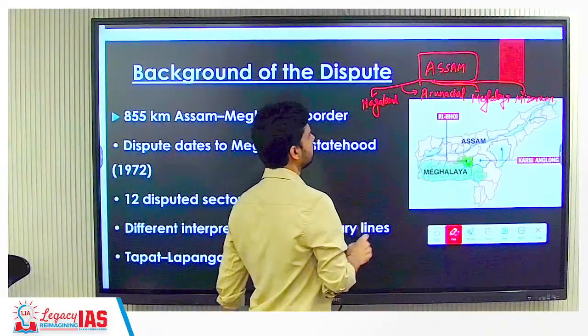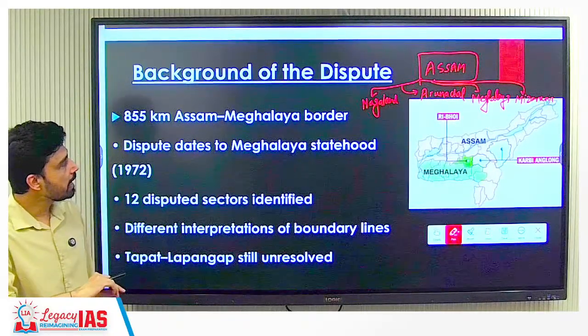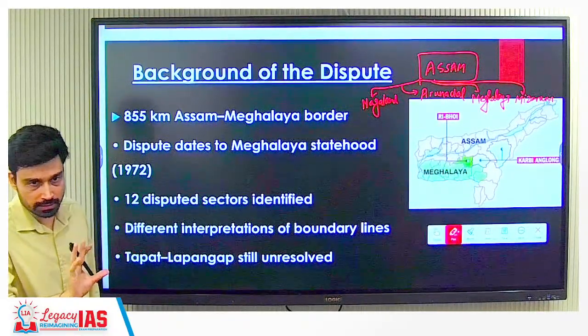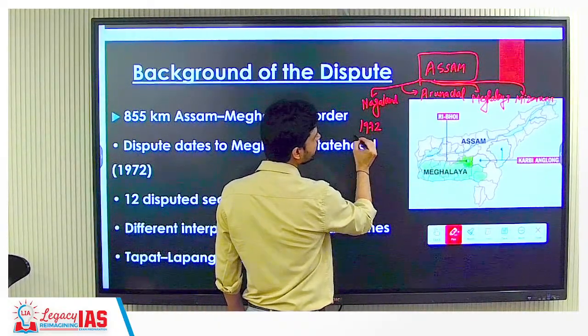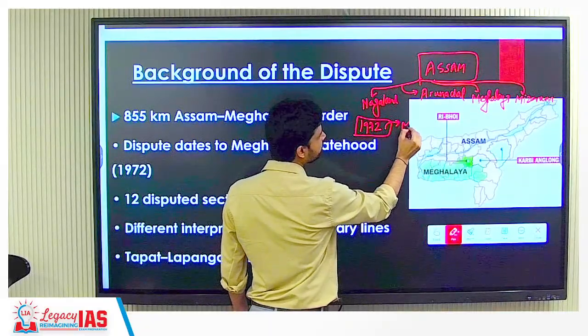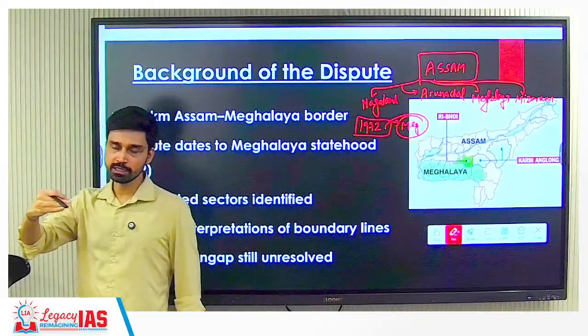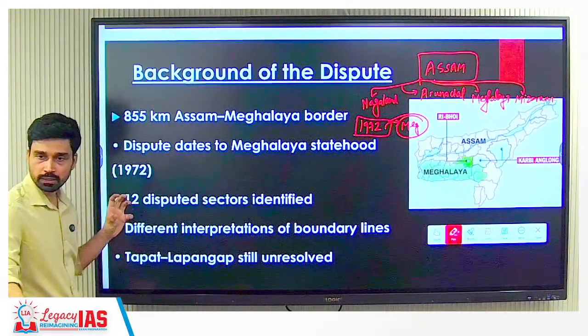Right, so currently we have these four separate states. But after independence, Nagaland, Arunachal, Meghalaya and Mizoram, all of these were part of a single state, and that was Assam. It was in 1972, right? In 1972, Meghalaya was separated from Assam and created as a separate state. And that's when the state's border was demarcated, delineated, and that is when this dispute particularly arose.